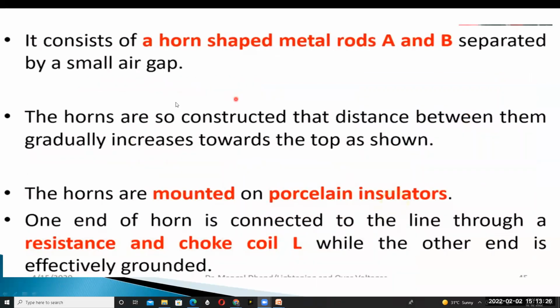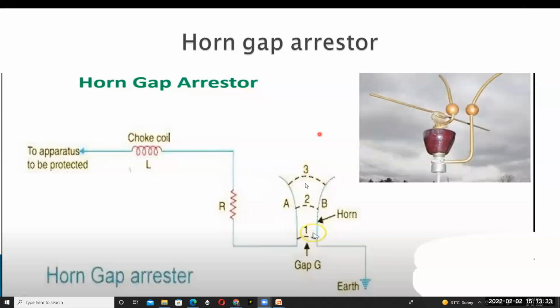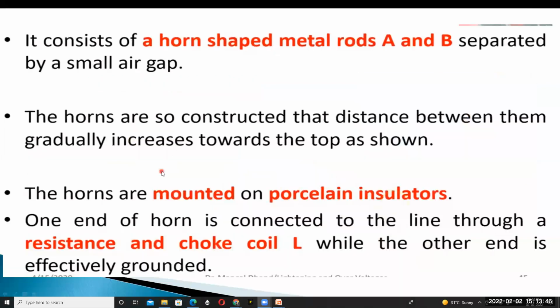The horns are so constructed that the distance between them gradually increases towards the top. The horns are constructed like this. Here is a smaller distance, here a medium distance, and here a larger distance between the two horns. The horns are mounted on porcelain insulators.